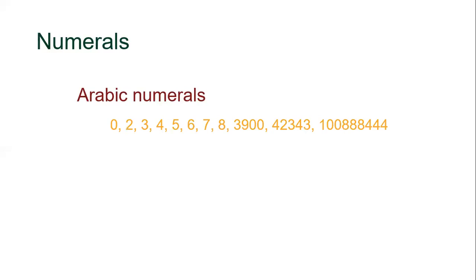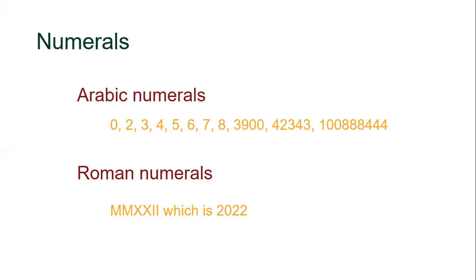The other type of numerals are Roman numerals. Roman numerals are numbers which are written in Latin alphabet. An example of a Roman numeral is MMXXII, which is 2022.